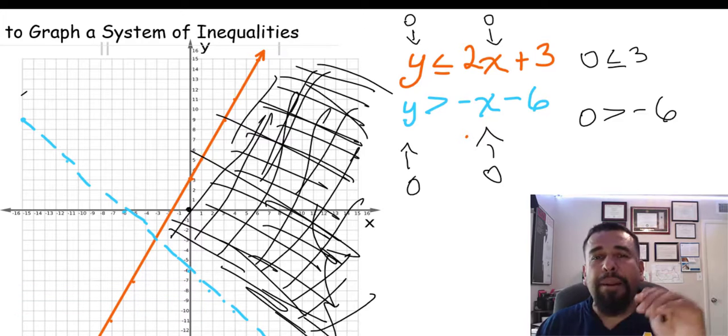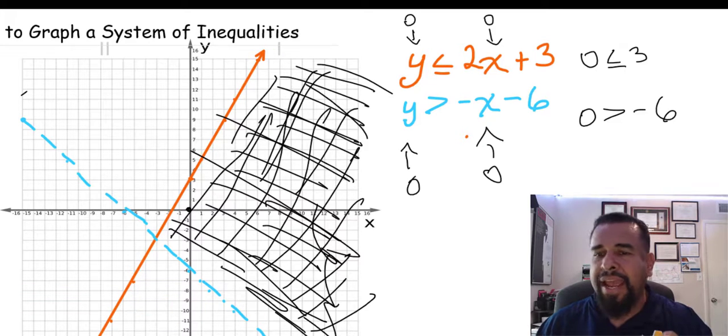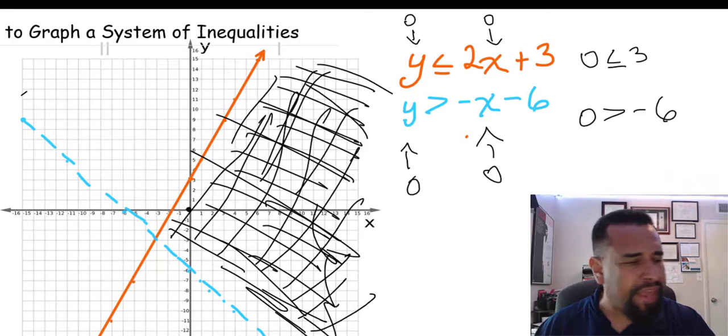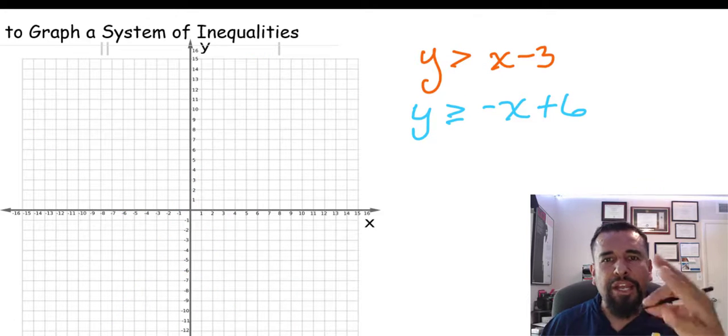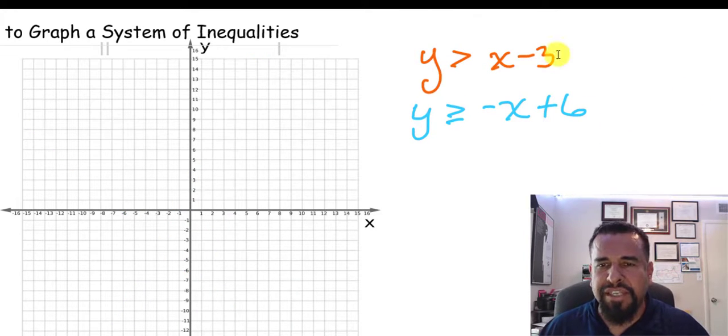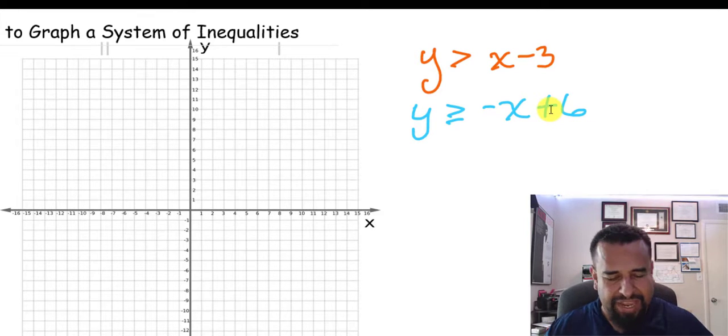I'm going to put up another one, so go ahead and pause the video so that you can try to solve it on your own, then hit play and see if you come up with the right solution. All right, so here we go. Here is our system of inequalities. Y is greater than x minus 3, and y is greater than or equal to negative x plus 6. Go ahead and pause the video and see if you can solve it on your own, and then hit play.